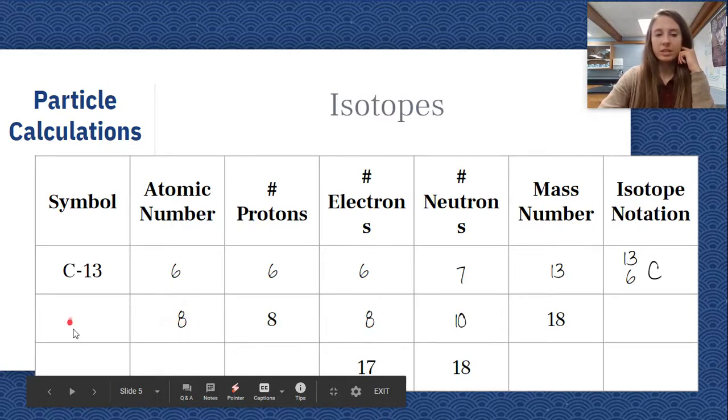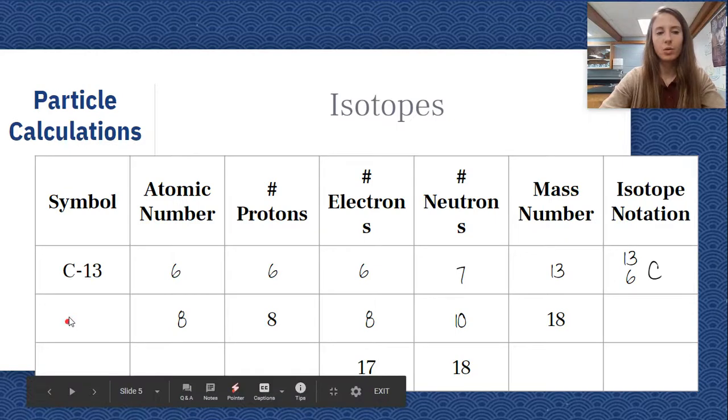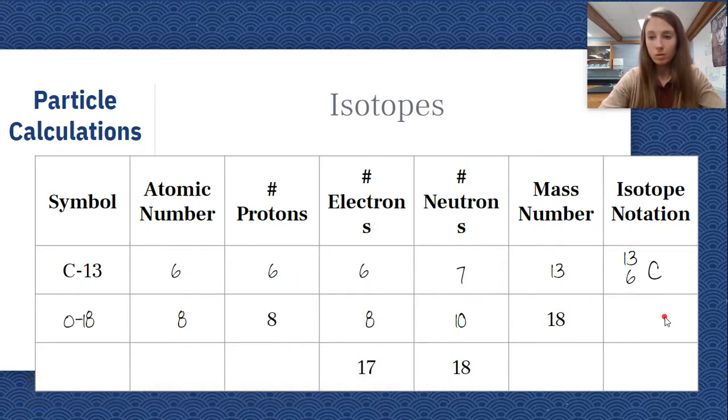We can then write the symbol for this element. Looking at element number 8 on the periodic table, you know that it's oxygen. So we're going to write O, dash, our mass number, which is 18. So we get oxygen-18. And then to write this in isotope notation, you put the symbol O with the mass number on top, which is 18, and the atomic number on the bottom, which is 8, to give you this isotope notation.